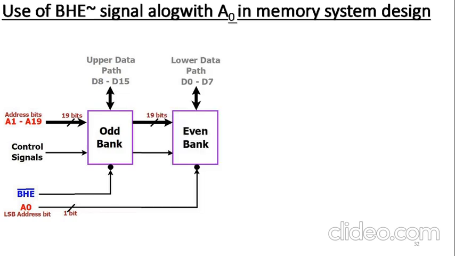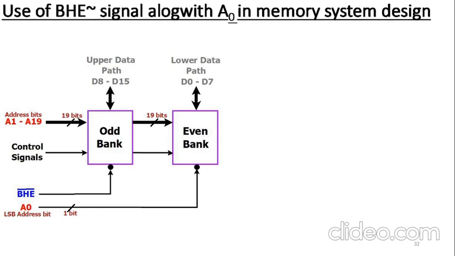The same address lines A1 to A19 are connected to the even bank. The same control signals like memory read and memory write are connected here. And this even bank is connected to the lower data path, D0 to D7. And this even bank is enabled by using the A0 address bit. In short, A0 is used to enable the even bank of memory, and BHE bar is used for enabling the odd bank of memory. Of course, BHE bar and A0 are not to be used only in memory system design. It is equally applicable for IO system design as well.